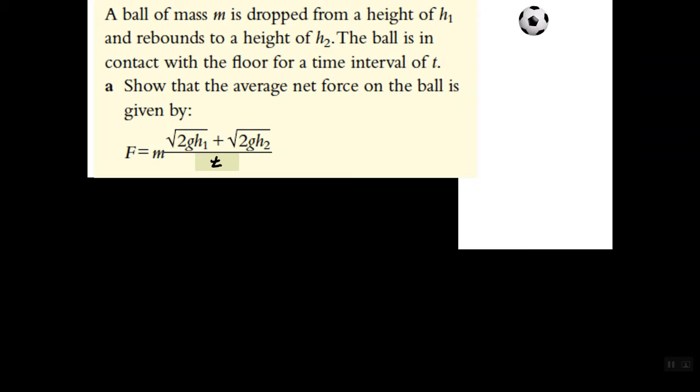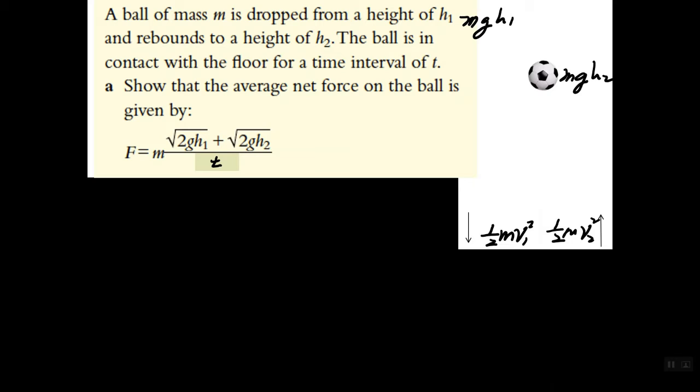The ball is in contact with the floor for a time interval of t. Show that the average net force on the ball is given by this expression. So let us visualize. Initial height is h1, speed is v1, and then speed v2, and change to height h2. So mgh1 is the initial gravitational potential energy just before hitting the floor, kinetic energy after bouncing, kinetic energy, and reach new height, mgh2.